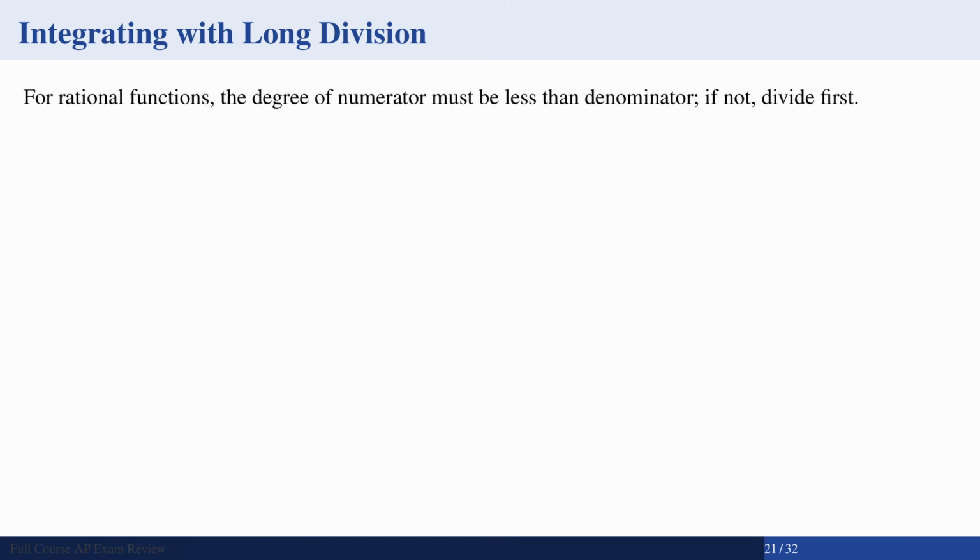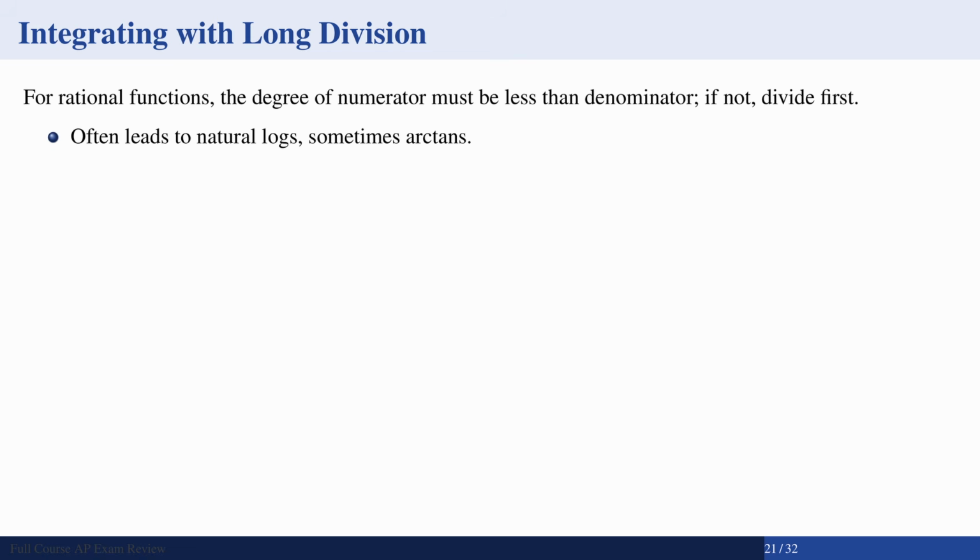So the degree of the numerator must be less than the denominator. If that is not the case, step 1 is going to be divide and then integrate. And when you do this process, you get a lot of natural logs in your final answer. So if it's multiple choice, you should look at the answer choices and see if only one of them has a natural log, and if you can't figure out how to do the division, just choose that, but also know how to do it.